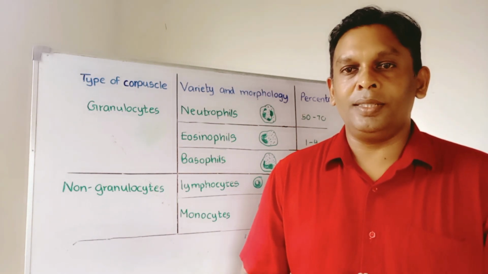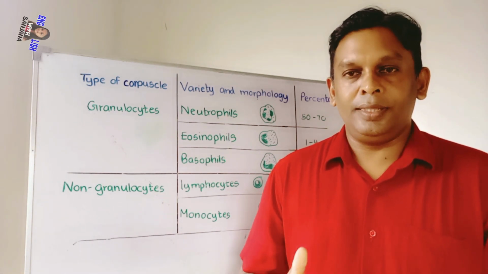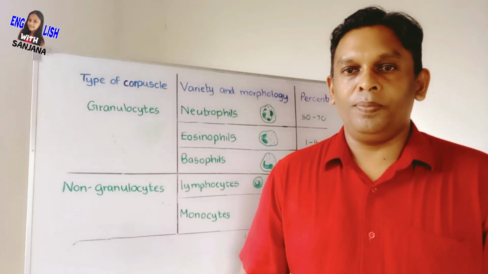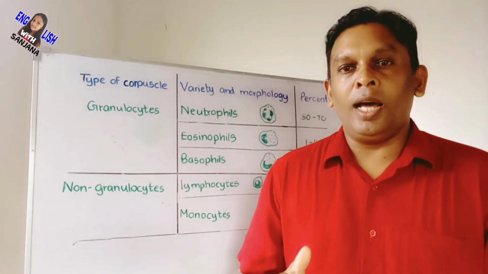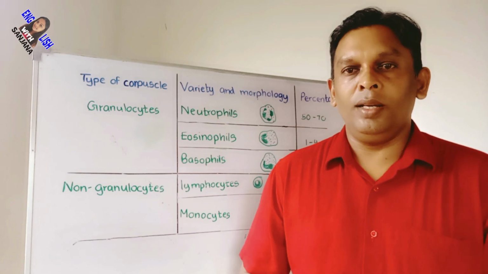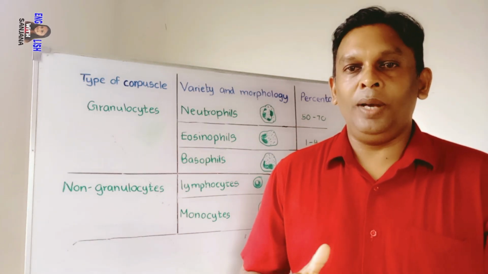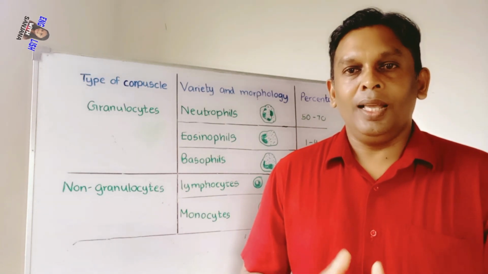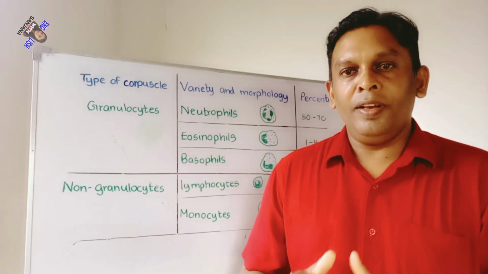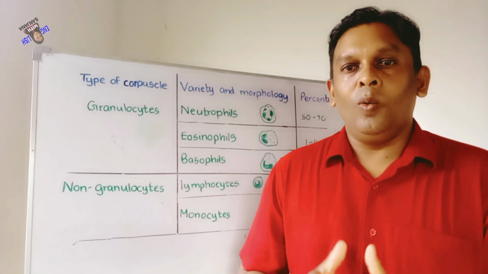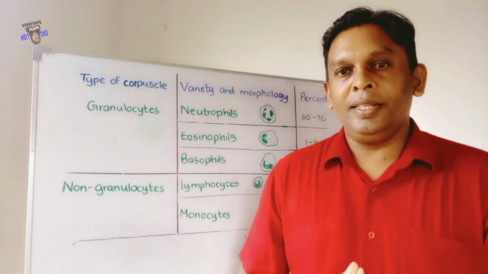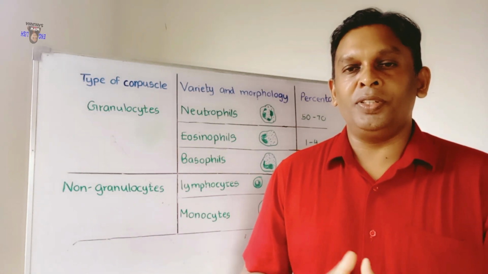In the corpuscles, there are three types of cells. The first one, red blood cells or RBC, the second one, white blood cells or WBC, and the third one, platelets. As I told you, we will be looking at only white blood cells, their varieties, morphology and the percentages.